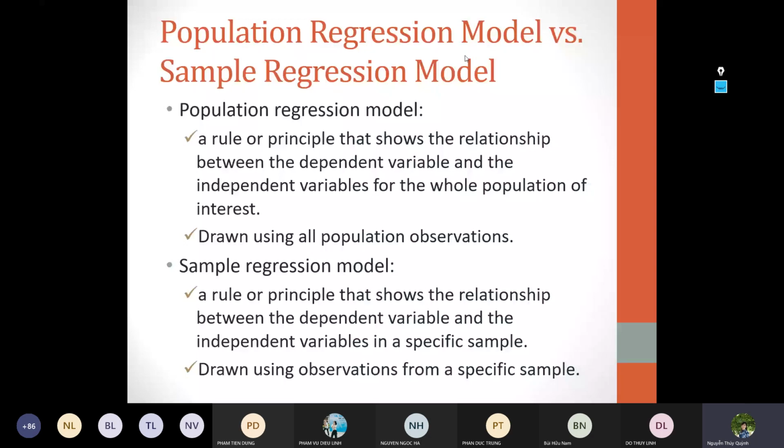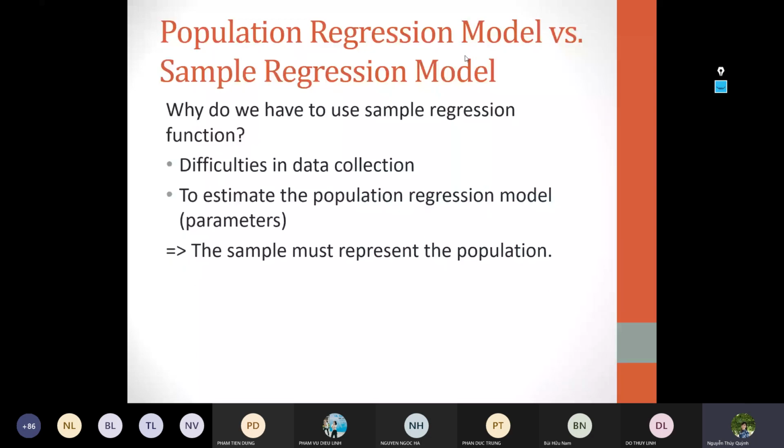Next. What is the ultimate objective of a research? The characteristic of the whole population or the characteristic of a specific sample?